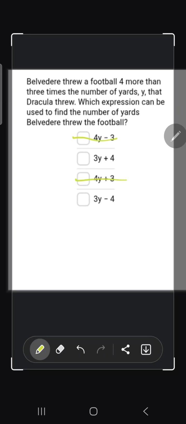And then I'm looking at "for more than" being addition, so we wouldn't use subtraction. We would have 3y plus 4.